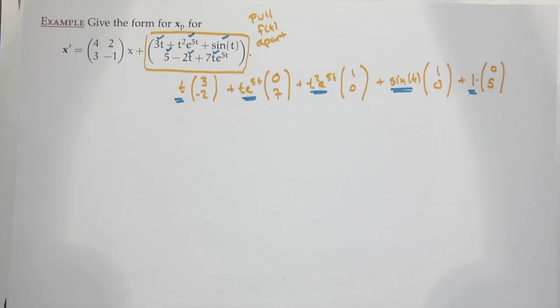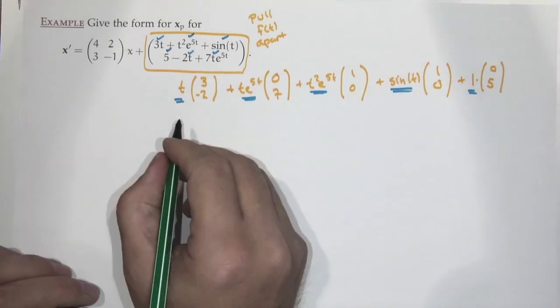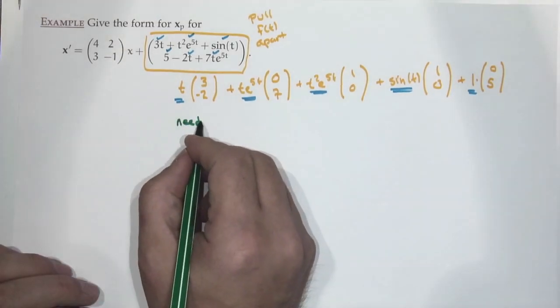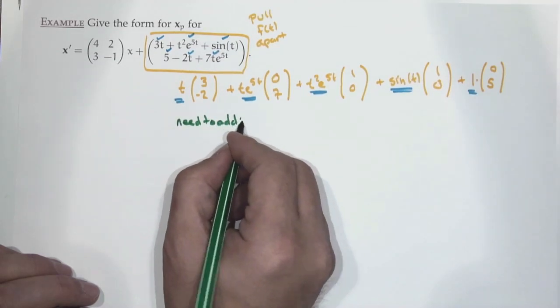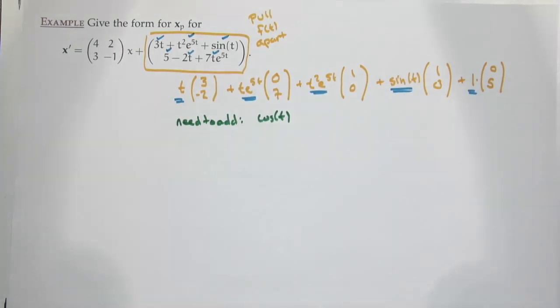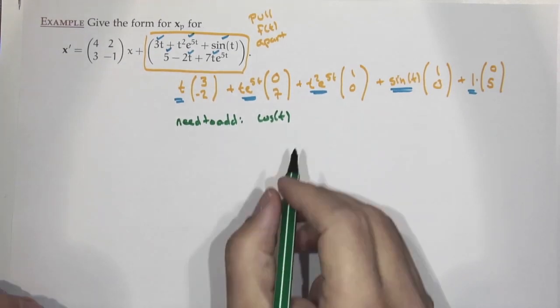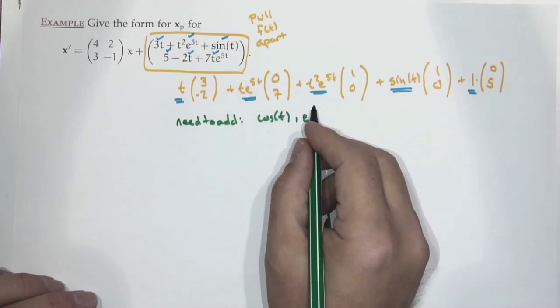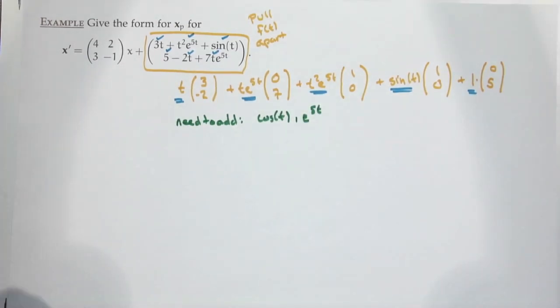Someone mentions cosine. Okay, so we should start writing down some other things that we have to add in. So let's make a list, need to add. We need to add cosine of t. Anything else that we need to add? You have to have e to the 5t with no t attached. Anything else?